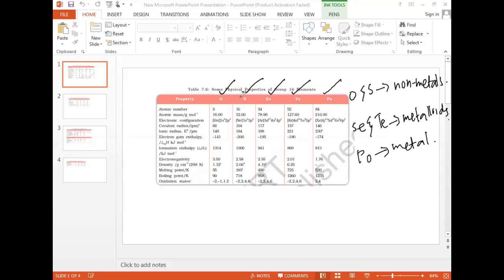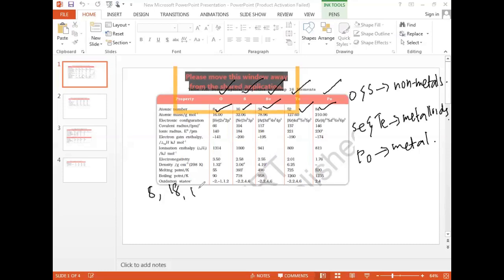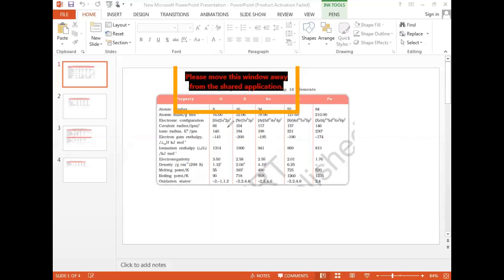Then if you look at the atomic numbers: oxygen 8, plus 8, sulfur 16, plus 18, that is selenium 34, and again plus 18, then 52, polonium 84. In any group we follow the 8, 18, 18, 32 sequence to write the atomic numbers of the given elements. Okay, now come to the electronic configuration.